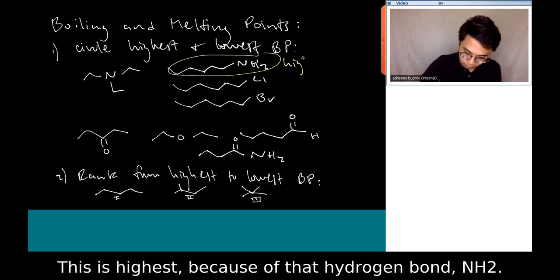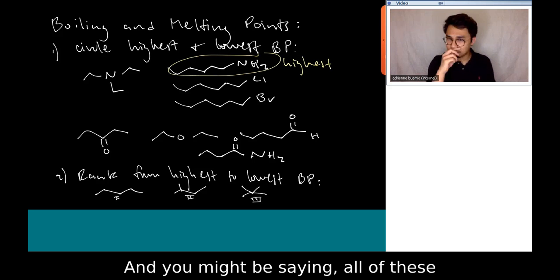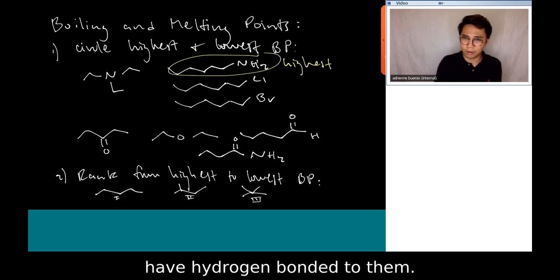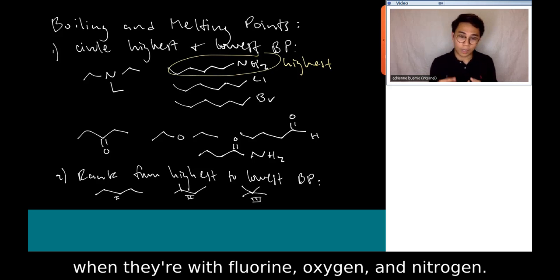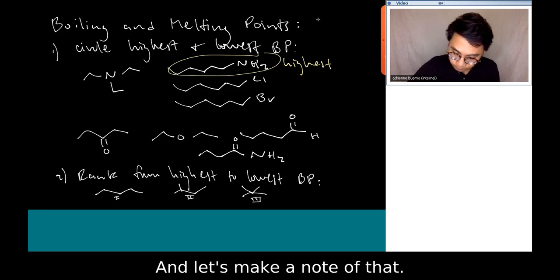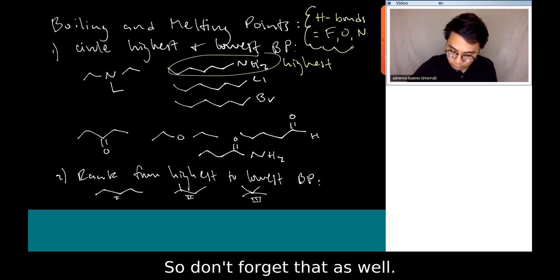This is highest because of that hydrogen bond, right? NH2. And you might be saying all of these have hydrogen bonded to them, but hydrogen bonds are only considered hydrogen bonds when they're with fluorine, oxygen, and nitrogen, right? So, and let's make a note of that. H bonds equals fluorine, oxygen, nitrogen, right? So don't forget that as well.